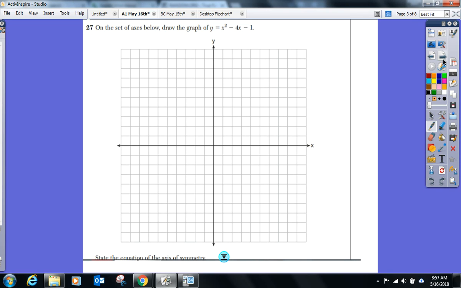All right, here we go. We're going to graph x squared minus 4x minus 1. Before we do anything, what's this graph called when I throw it on the graph? It's called a parabola. Good. Is it going to open up or down? It's going to open up. Perfect.